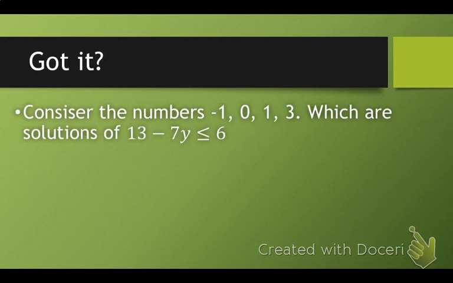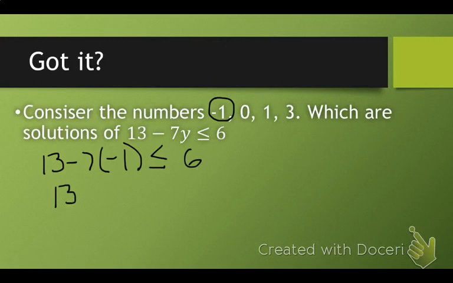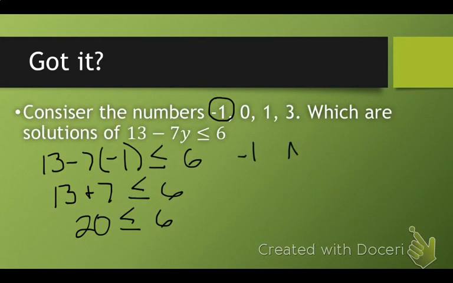Alright, welcome back. So you should have plugged in all 4 of those numbers for y. For example, when you plug in negative 1, 13 minus 7 times negative 1 is less than or equal to 6. 13, negative 7 times negative 1 is positive 7. 13 plus 7 is 20, and 20 is not less than or equal to 6. So negative 1 is not a solution.